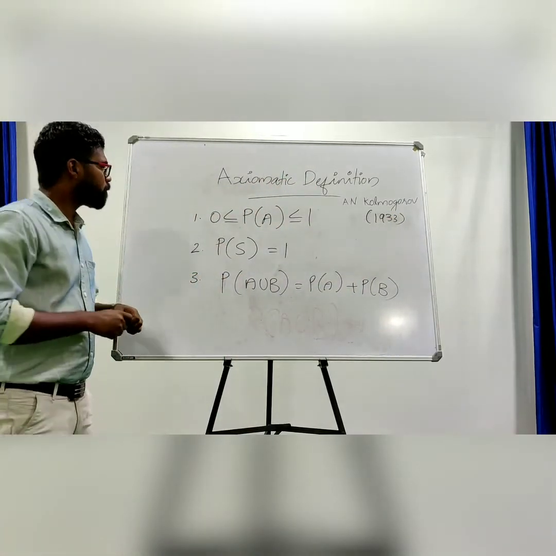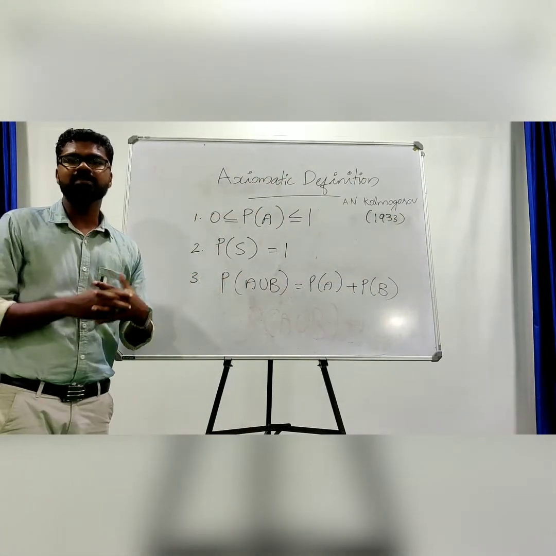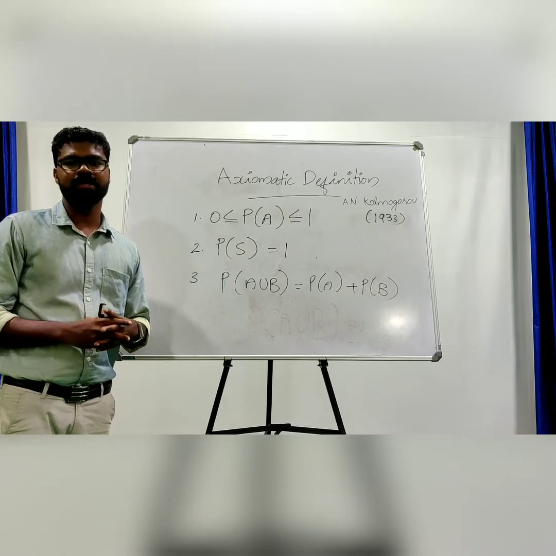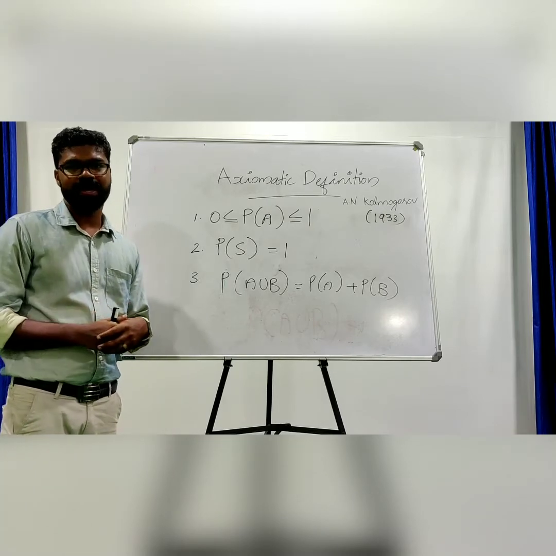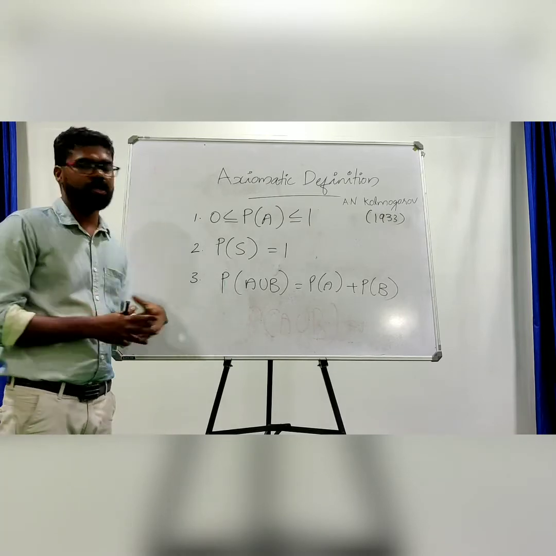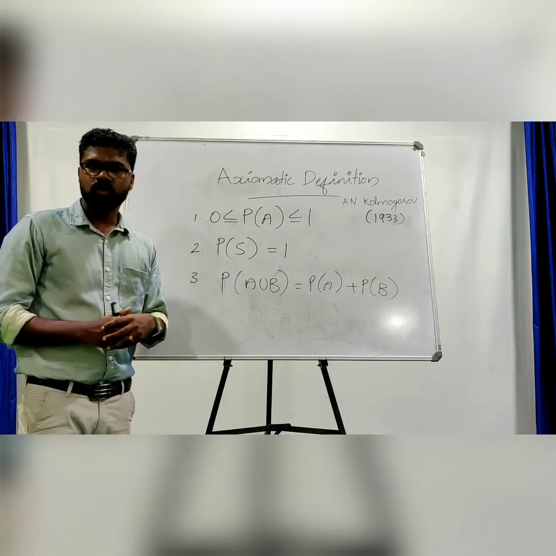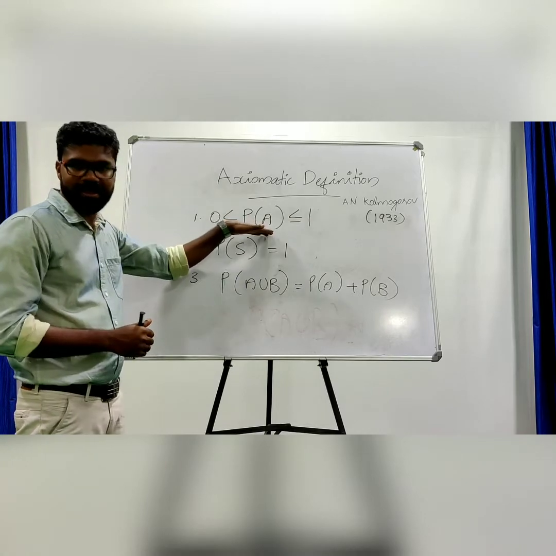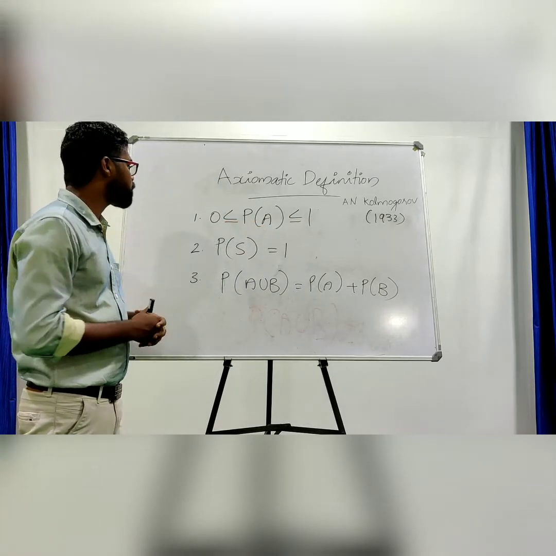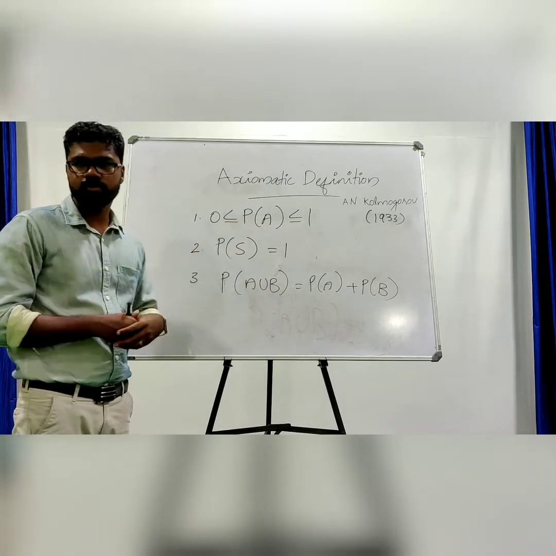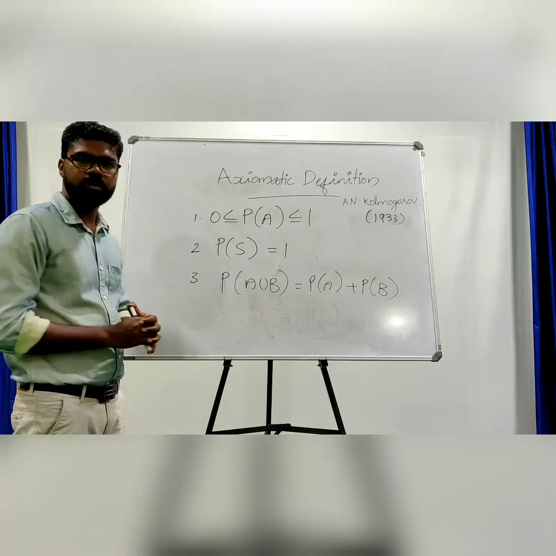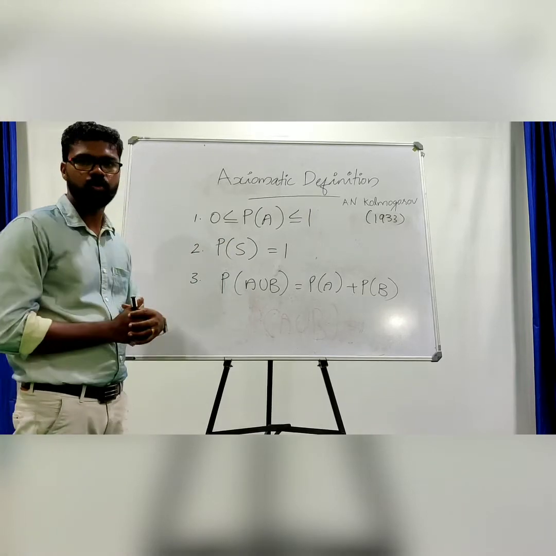The theorem says that there is a sample space S and an event A, and it has to satisfy three axioms. First, 0 is less than or equal to probability of A, where A is an event of S, and probability of A is less than or equal to 1. And the second one, the probability of sample space S is equal to 1.